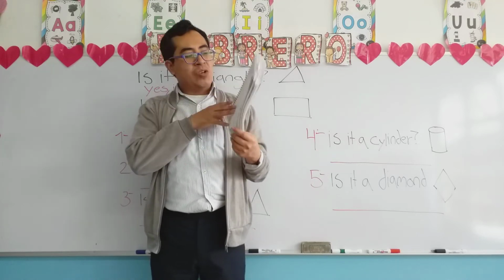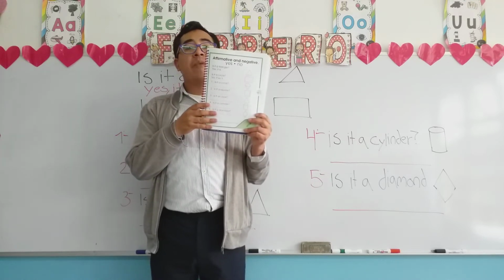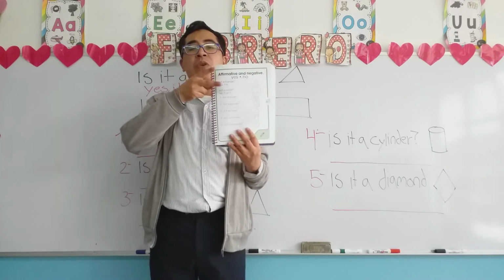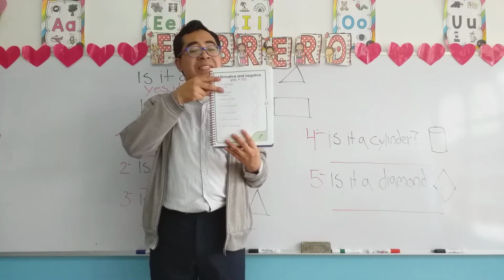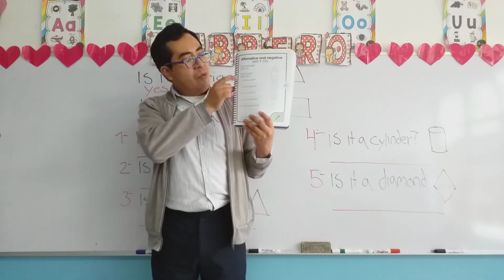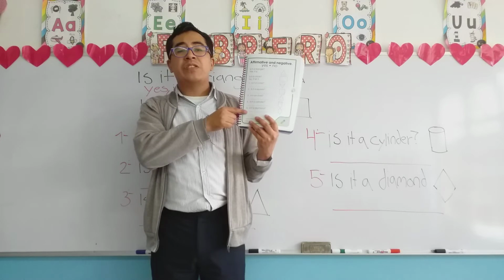151. As you can see here, we have questions and answers. Now, the first two questions are examples. Then we have numbered 1, 2, 3, 4, 5 in total.